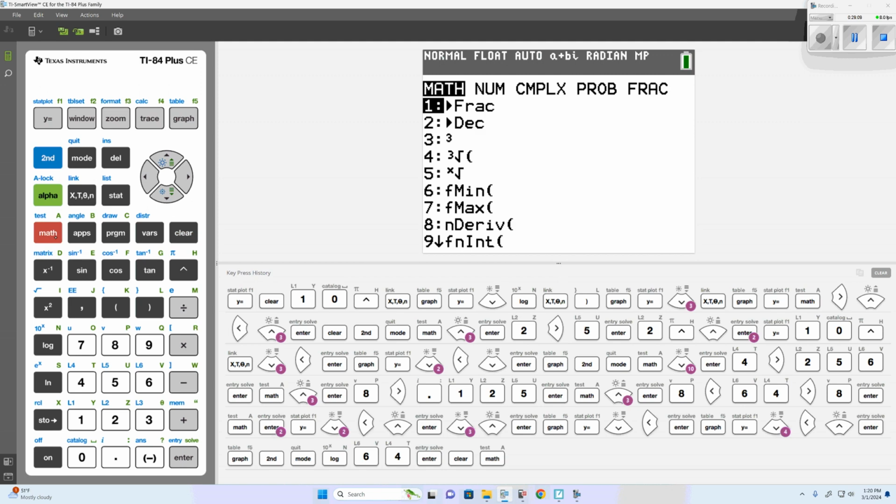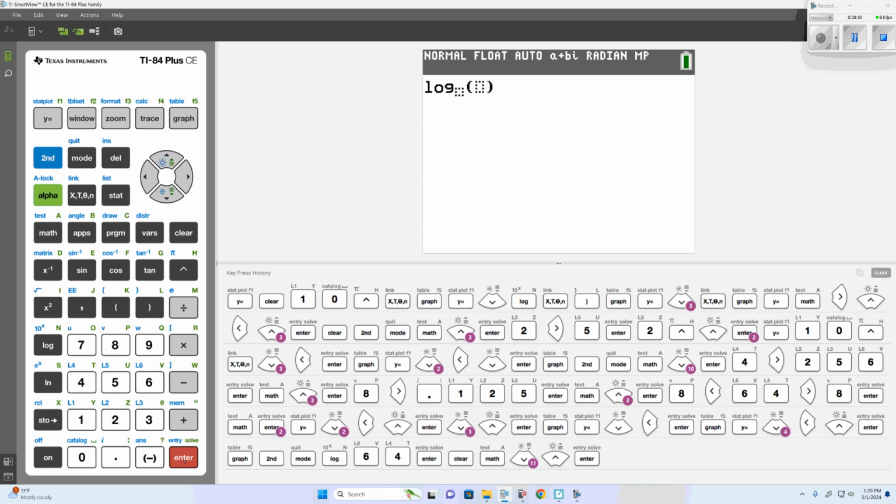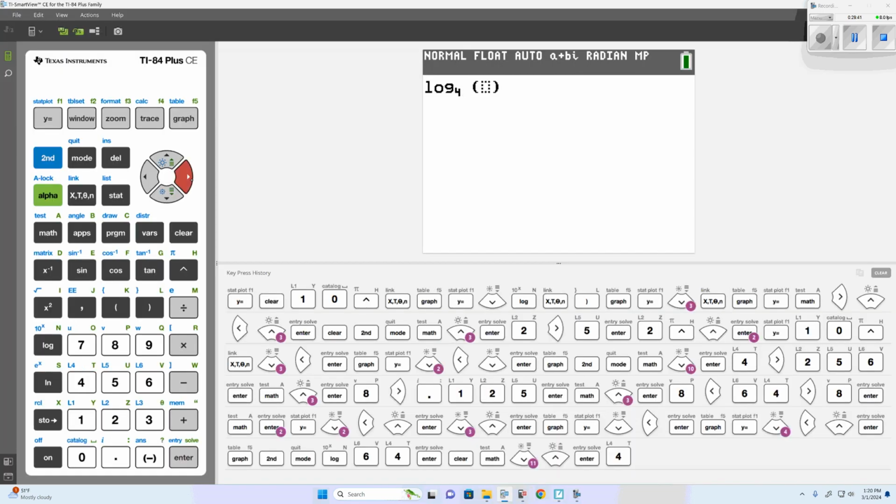But hit math. So turn it on and then hit math. If you scroll down, there's one option called log base. And if we hit enter, we have this here. So we have log base 4 of 256.